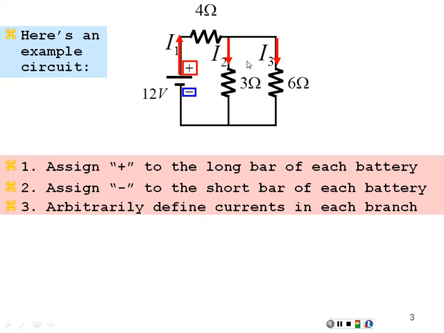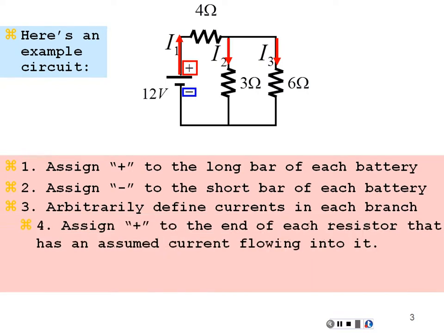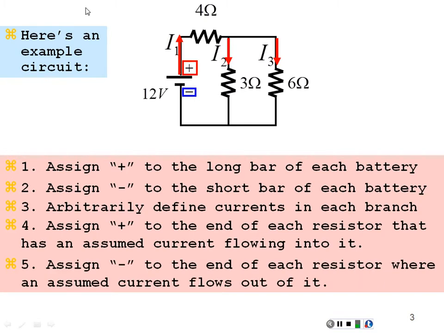Once we made these assumptions, we can mark all of our resistors. Positive for where our currents flow into the resistor, negative for where they flow out. So for each resistor, we're going to do that. For this 4 ohms up top, I1 is flowing into the left-hand side and out the right-hand side. So we're going to have positive, negative there. For the current I2, top and bottom. For I3, top and bottom, as it's flowing in and then out. So now everything's marked. We got the batteries marked, we got the resistors marked, and now we're ready to start walking.